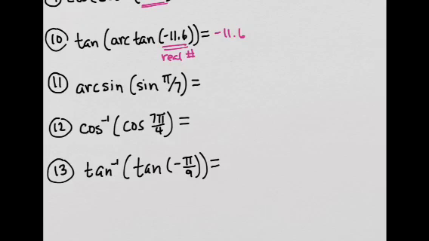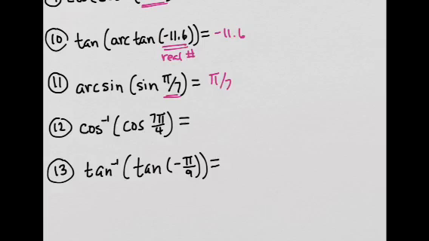Okay, so now 11 through 13 is the other order, where you have the inverse on the outside and the function on the inside. So with these, you have to keep track of the 1-to-1 piece for sine, cosine, and tangent. So for sine, the 1-to-1 piece was between negative pi over 2 and pi over 2. So as long as this number is in that range, then you're good. That's the answer, pi over 7.